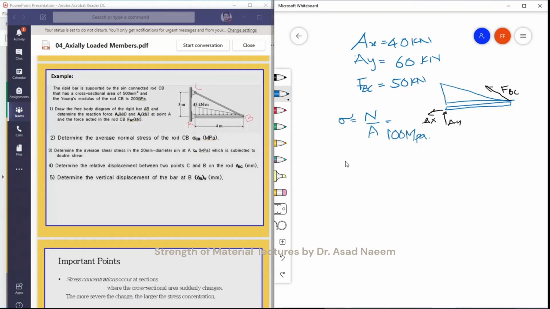Okay, and in the next part it says determine the average shear stress in the 20 millimeter diameter pin at point A, which is subjected to double shear. So this means that here is a pin. This is our rigid bar AB, and we have a kind of pin connection in this portion. So there is double shear acting on the pin.